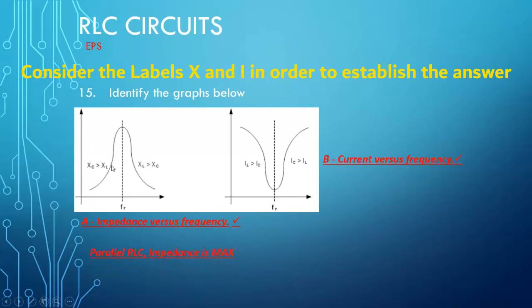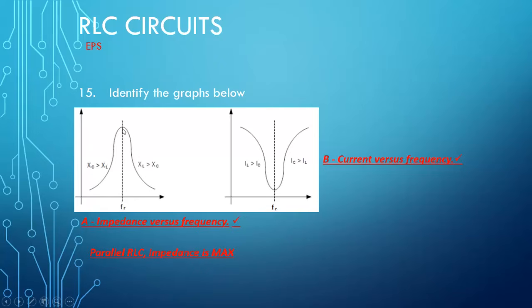This would be a parallel RLC circuit because the impedance is at a maximum. So if the impedance is at a maximum, this means that the current is at a minimum in a parallel RLC circuit. So parallel RLC, impedance is maximum. This means the current would be minimum because they're inversely proportional.